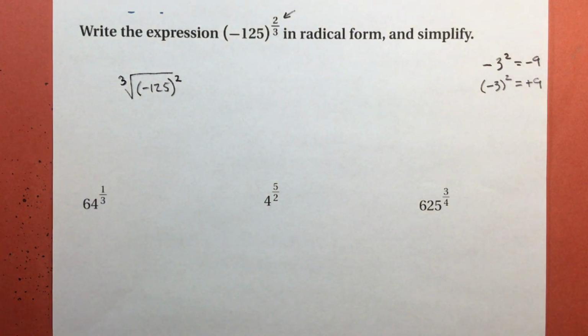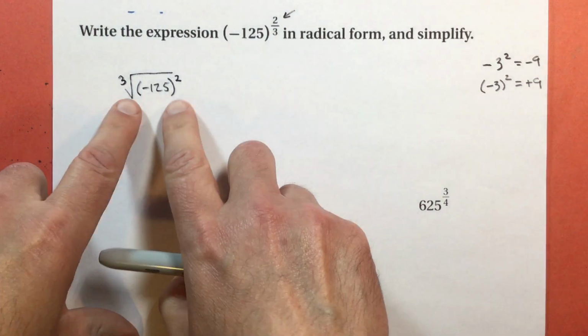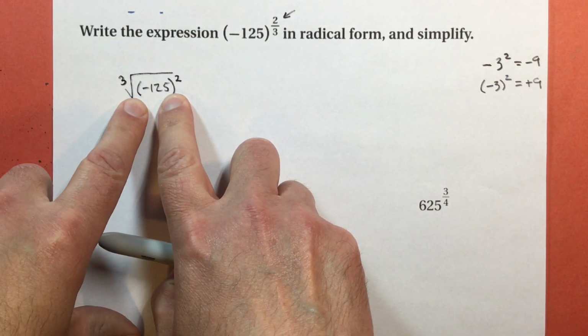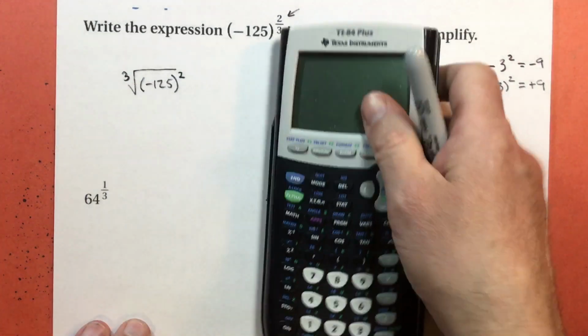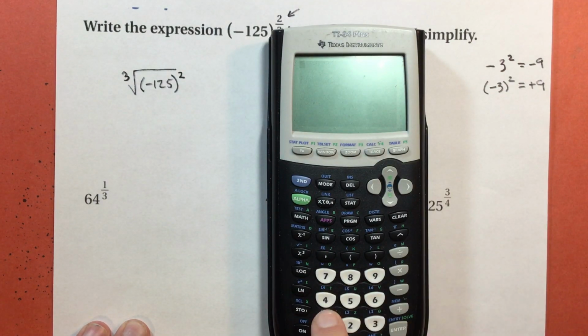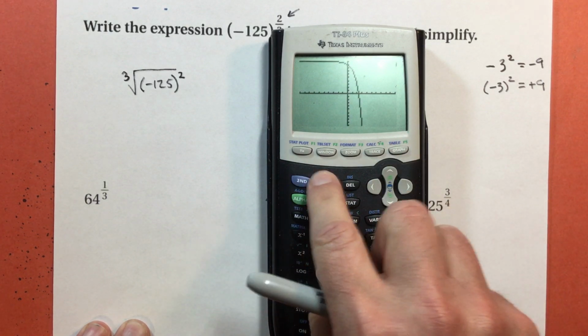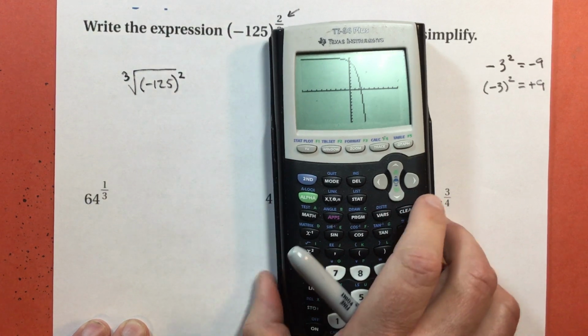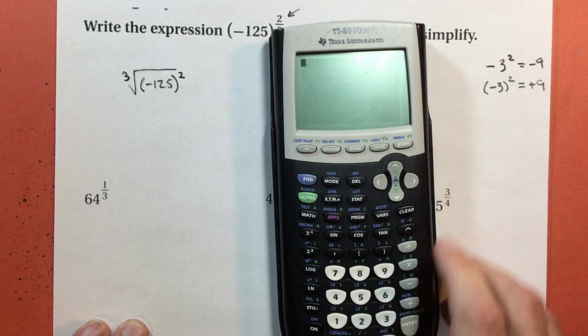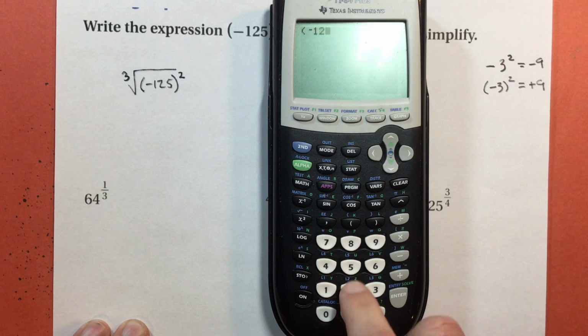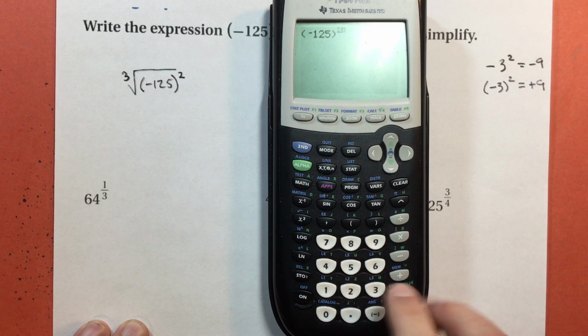Now, a moment ago, I said that's the same as that. Why is that important? Because if I'm going to simplify that, I can do two things. I can take negative 125 and square it. I don't want to do that by hand. I do have a calculator. I can do negative 125 and raise that to the 2nd power. 15,625.